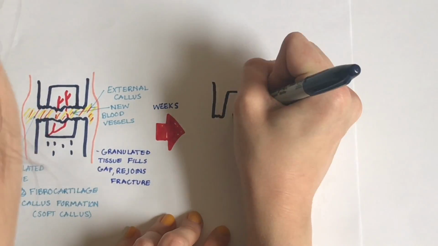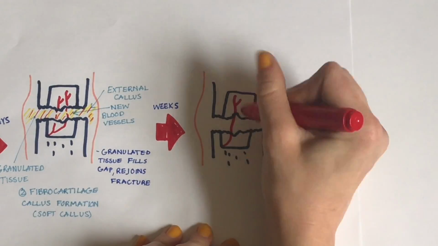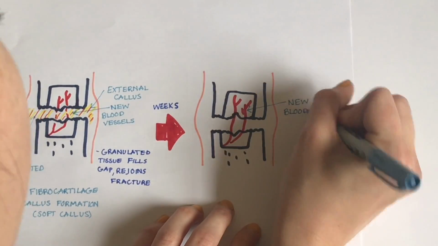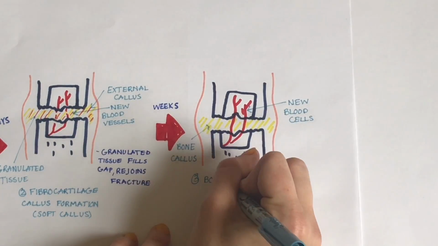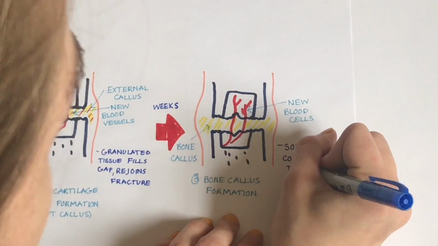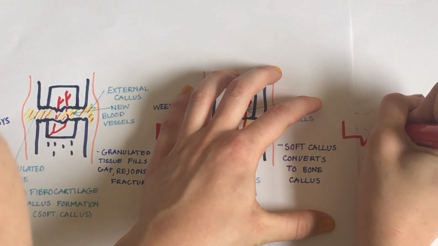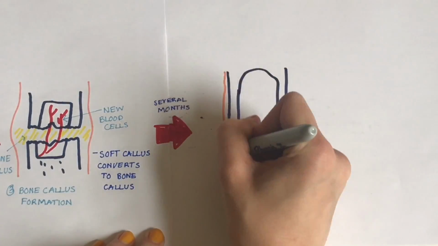After a few weeks, the bone will enter the third stage, which is the bony callus formation stage. Now, this stage, the bony callus formation stage, is when the soft callus previously formed will then become bony callus, and we also have new blood vessels here. The bony callus is formed with the help of other tissues in the area.